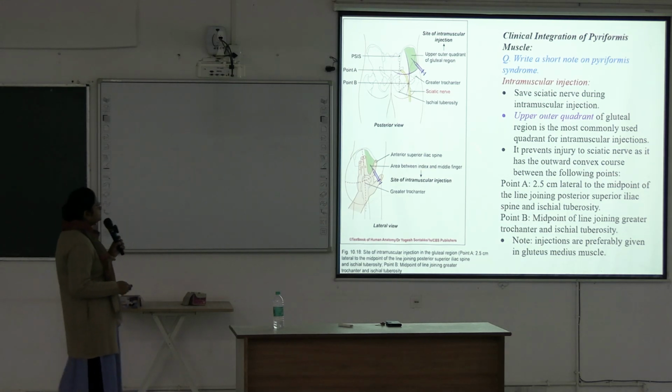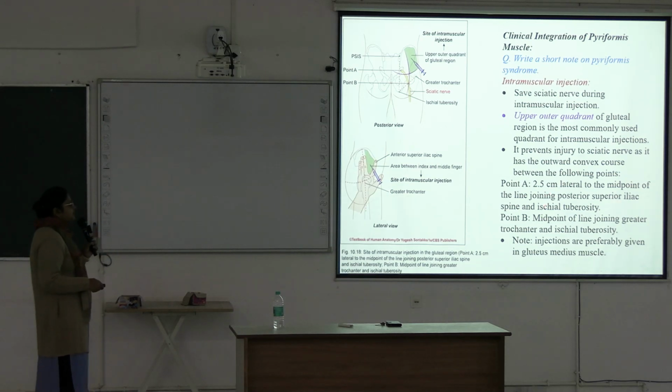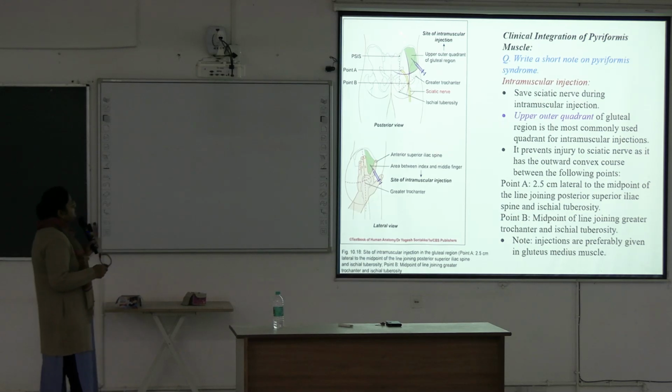So this point A is 2.5 centimeter lateral to the midpoint of the line joining posterior superior iliac spine and ischial tuberosity. Here, midpoint of these 2 points: ischial tuberosity, posterior superior iliac spine. And point B is the midpoint of the line joining greater trochanter and ischial tuberosity. Greater trochanter, ischial tuberosity, its midpoint.